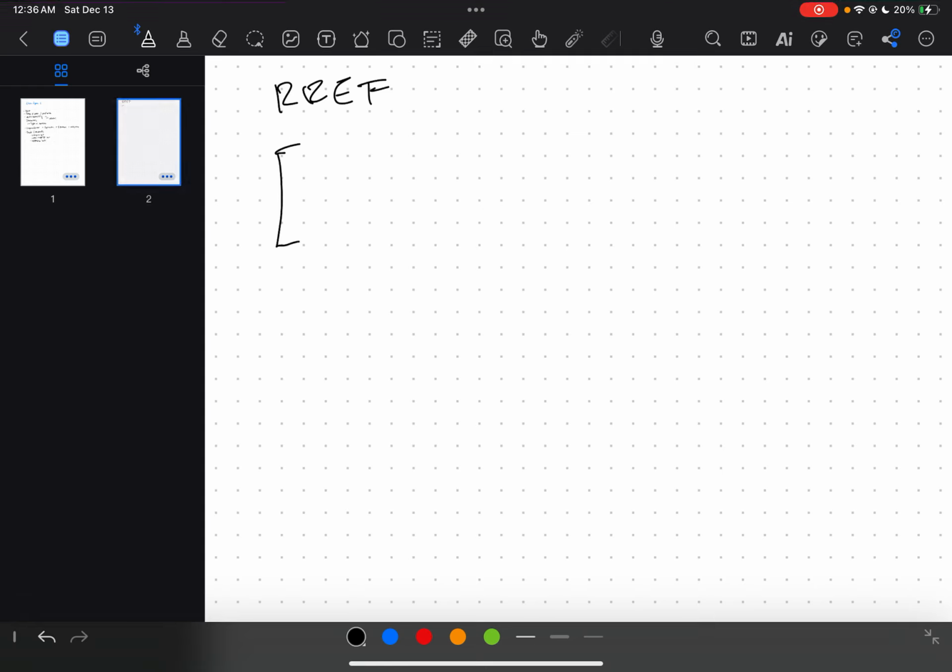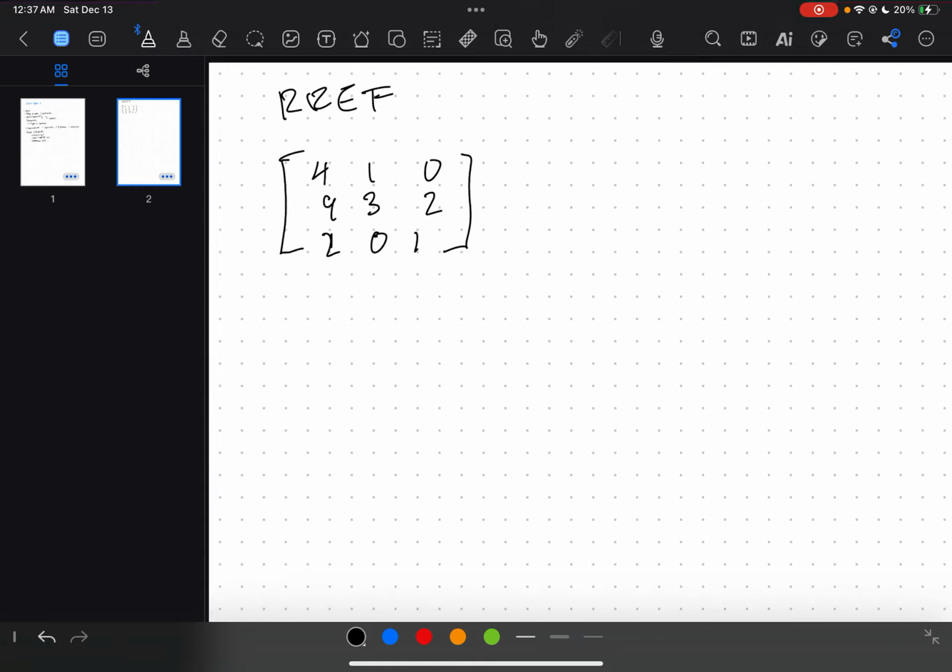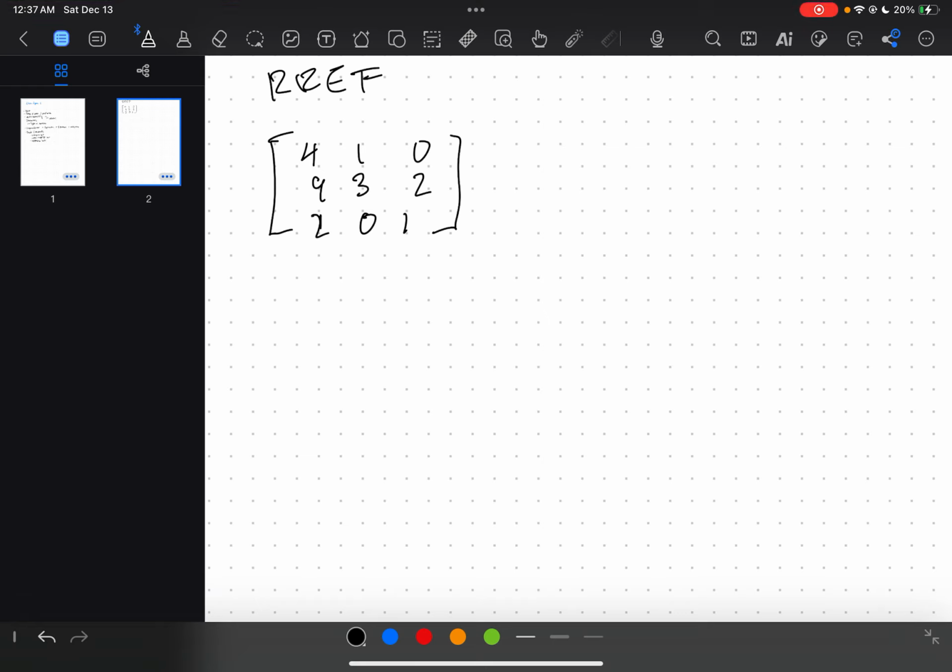So we have a matrix in RREF. Let's say 4, 1, 0, 9, 3, 2, 1, 0. So, the idea of RREF is reduced row echelon form, and there's 3 rules. Essentially the idea is that you want to get to this.